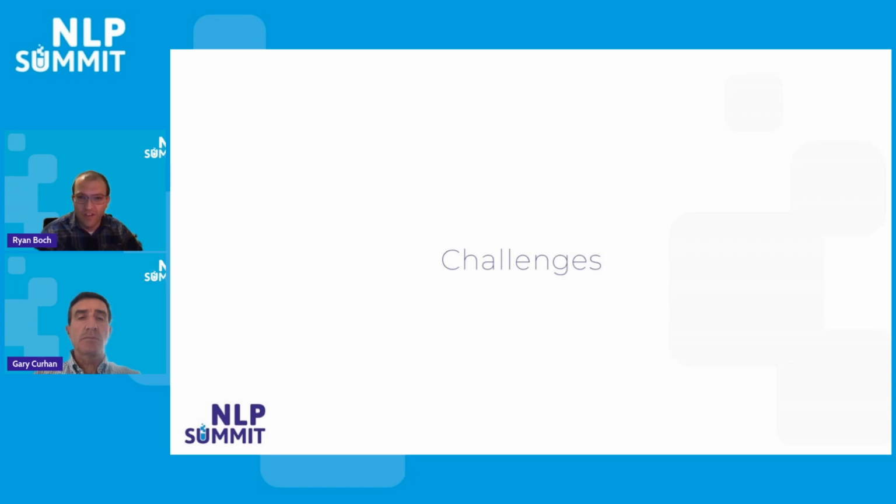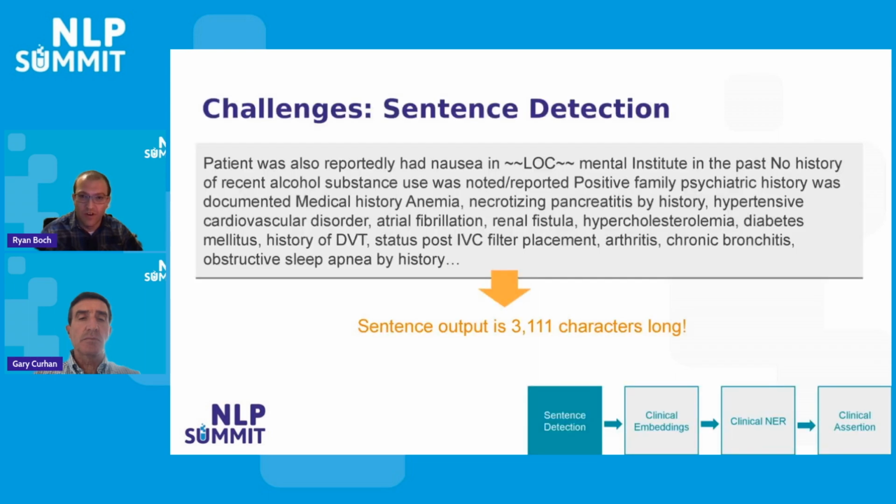So now I'm going to talk about some of the challenges we experienced using John Snow Labs on some of this real world data. I'm going to start with sentence detection. This is a different note than was shown earlier. And as you can see, if we look at the first sentence, we see patient also reportedly had nausea in, that's de-identified data, but is a mental institute location in the past. So after that in the past phrase, I should see a period, but I don't. I see the next sentence, which says, no history of recent alcohol substance use was noted reported. Now I should see a period here, but I don't. I see the next sentence, positive family psychiatric history was documented. Now I should see a period there, but I don't.